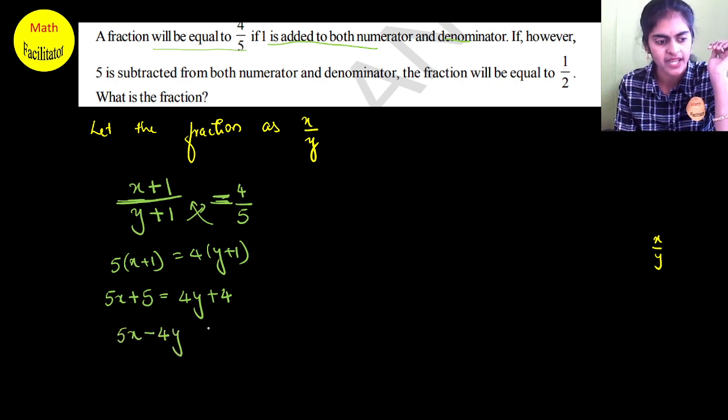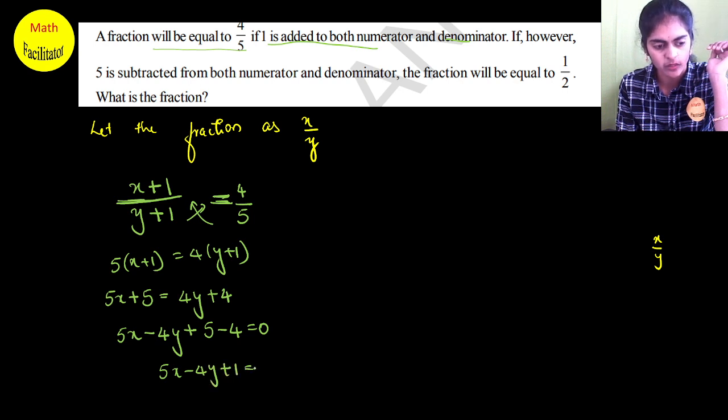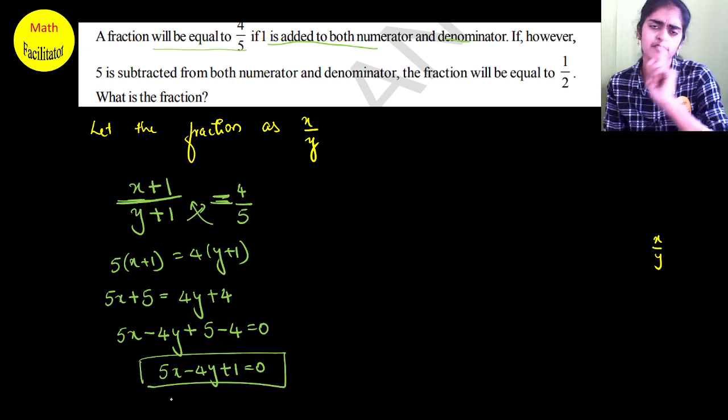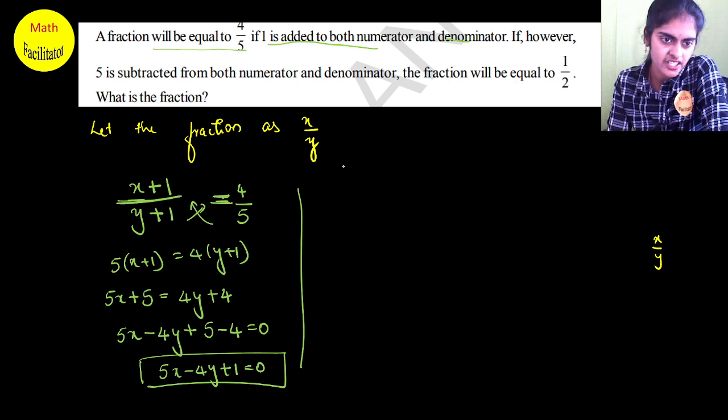So 4y becomes minus 4y. I have plus 5 plus 4 becomes minus 4 equal to 0. So I have 5x minus 4y plus 1 equal to 0. This is one equation. Or you can write 5x minus 4y is minus 1. Okay, no problem. Now see the next condition.